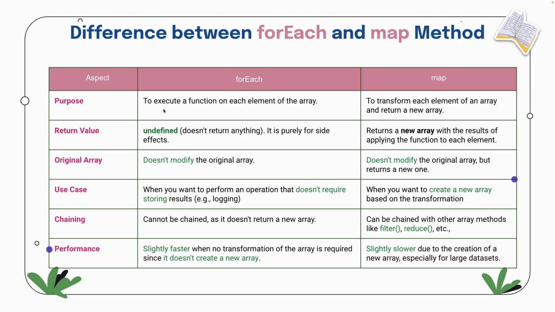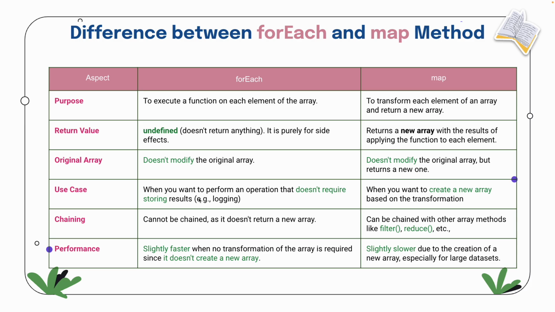So for each executes a function on each and every element of the array. Just the execution of one function for every element of the array. That is the for each loop. But what map does, it transforms each element, meaning it can transform from one form to another form. That is the first difference. Second difference is for each won't return anything, but map returns a new array. For each does not modify, but map creates a new array.